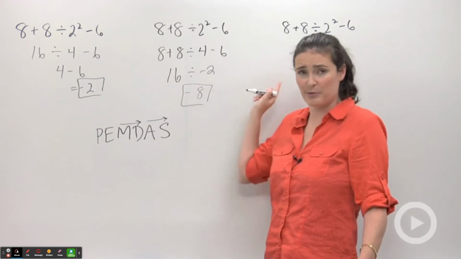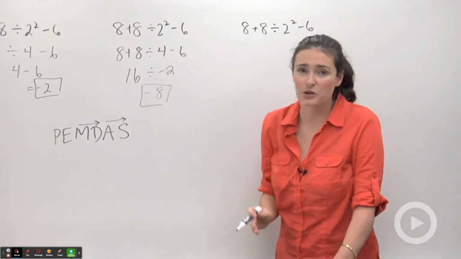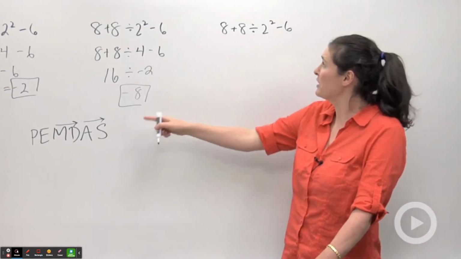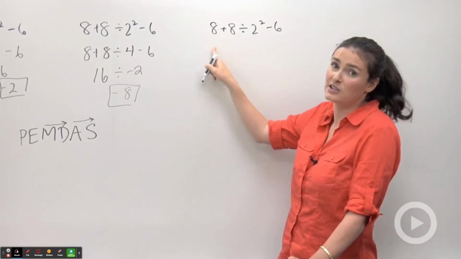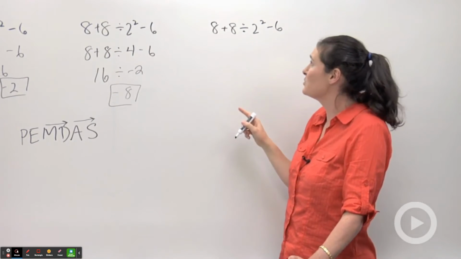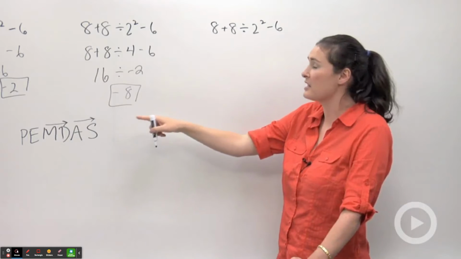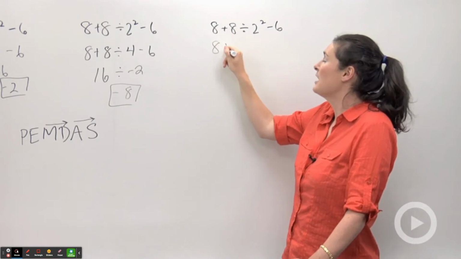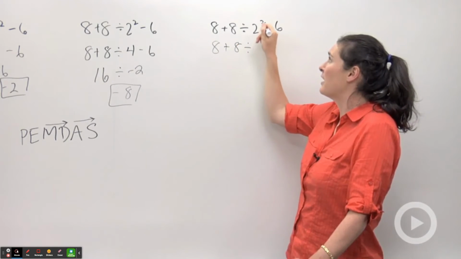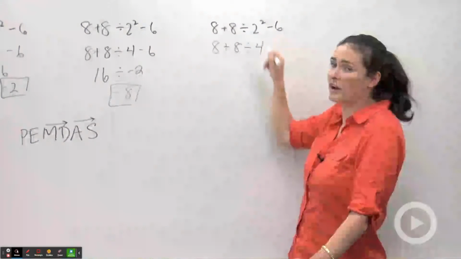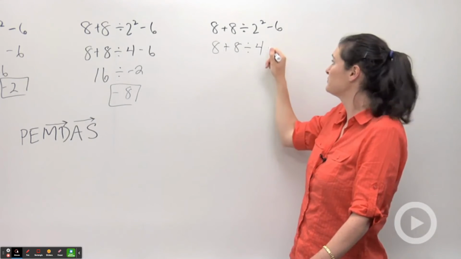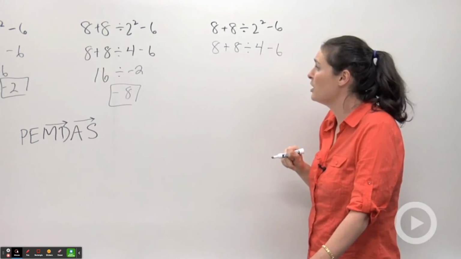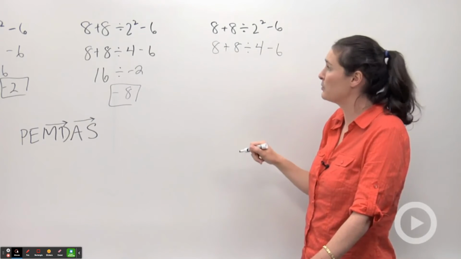So I want to revisit this problem we started with, only now let's do it the correct way. First, we want to do parentheses. There are none, so that's okay. Next thing we need to do is exponents, because P-E. E stands for exponents. 8 plus 8 divided by 2 squared, or times itself, is equal to 4. Then take away 6. So we've done parentheses, we've done exponents.